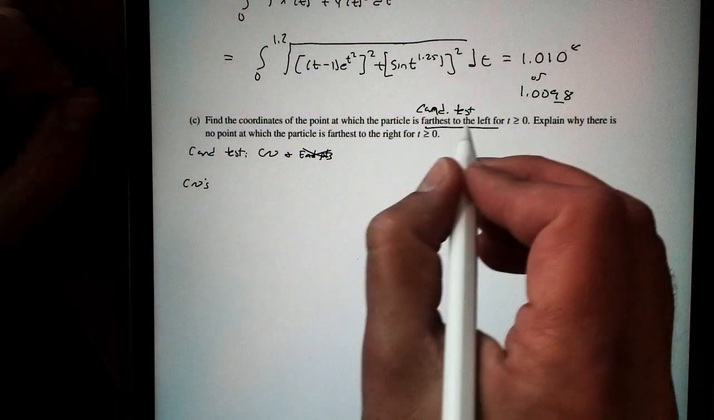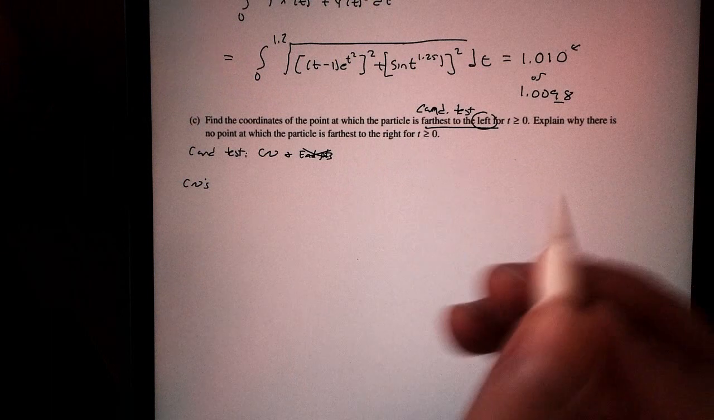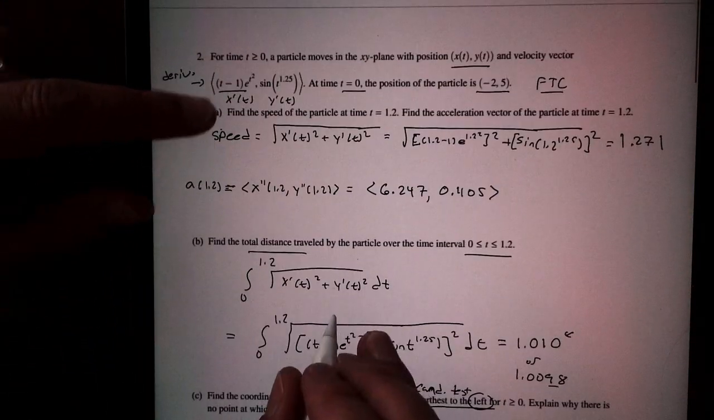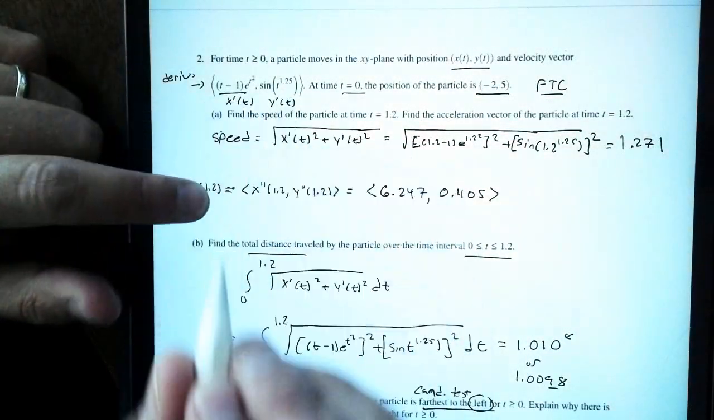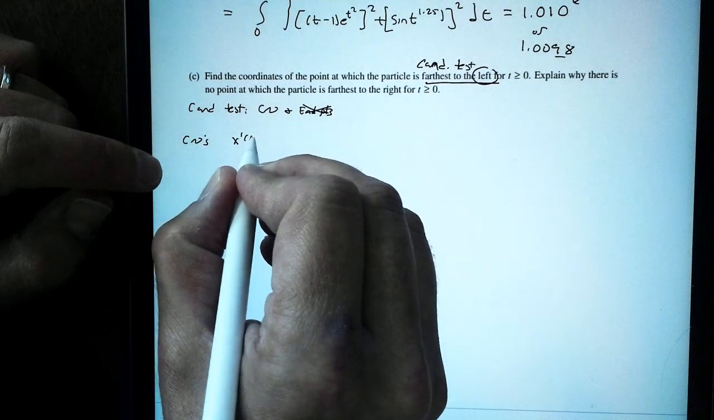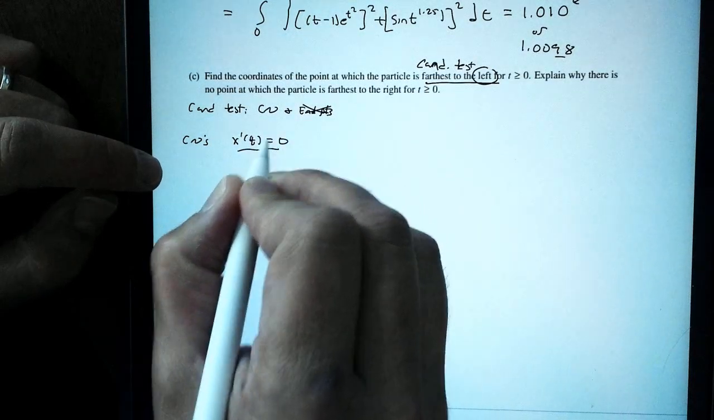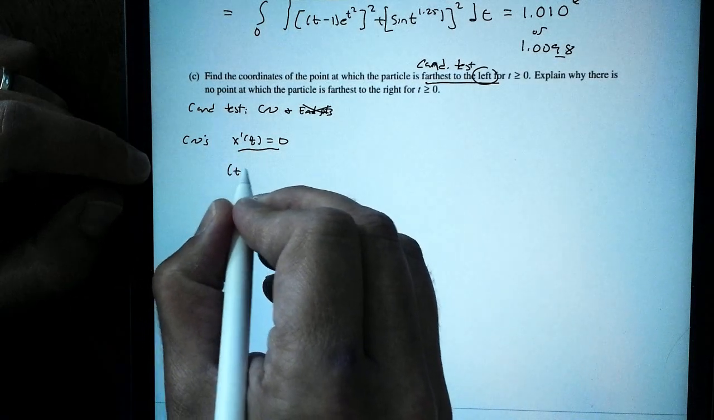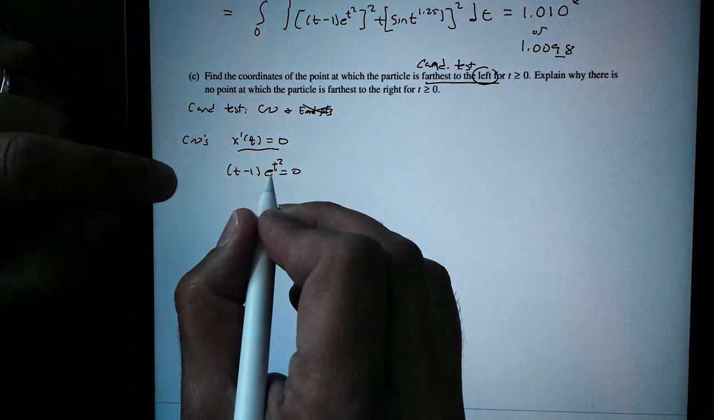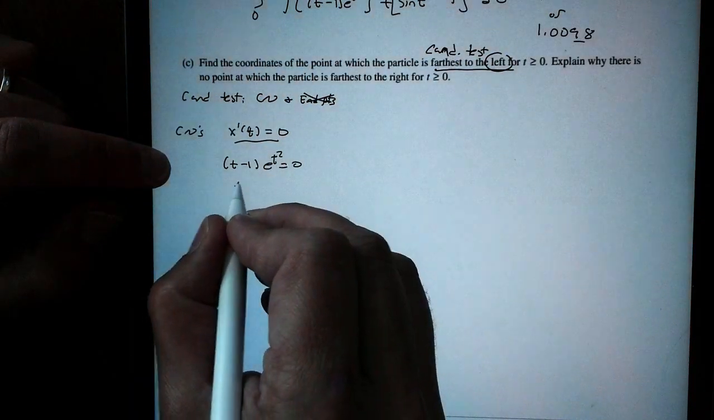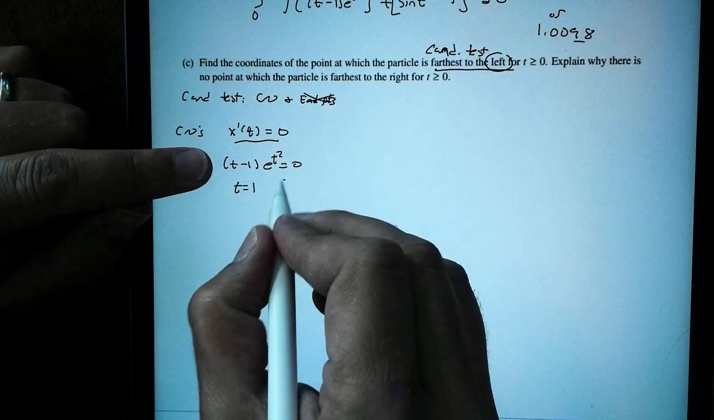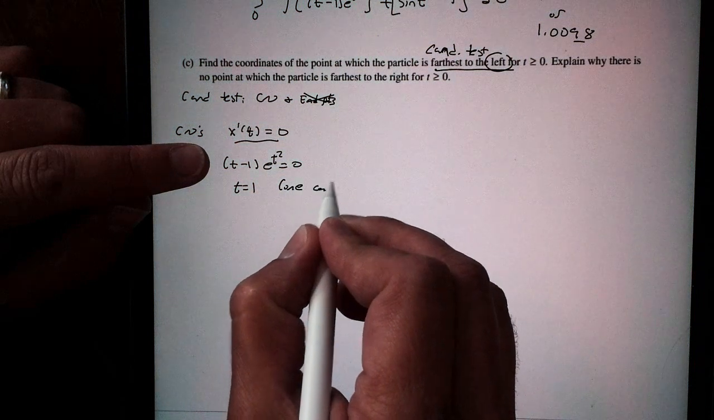We're only dealing with when the particle is furthest left, so I'm only looking at the change in x, not the change in y. So I want to find out where x prime of t equals 0. That's going to give me t minus 1 times e to the t squared equal to 0, and e to the t squared can never be 0, so we just get t equals 1. That kind of makes sense. Since there's no endpoints, I only have one candidate.